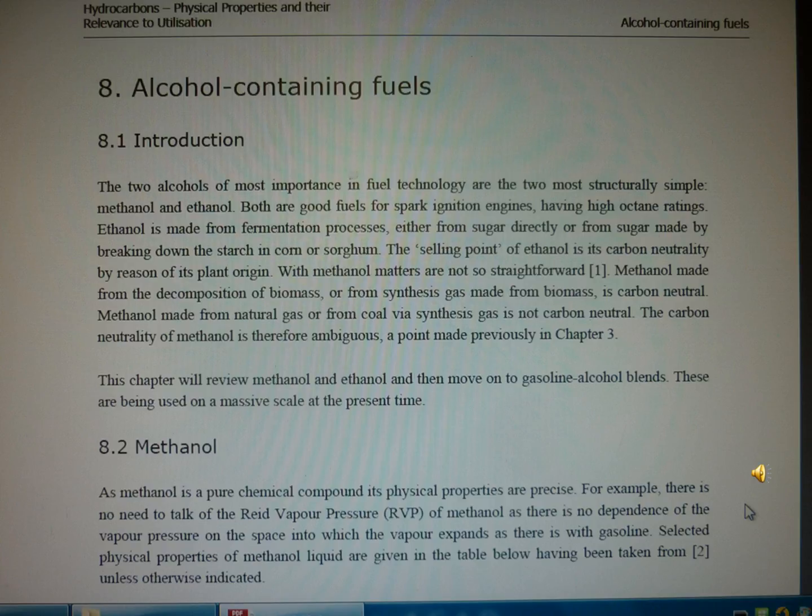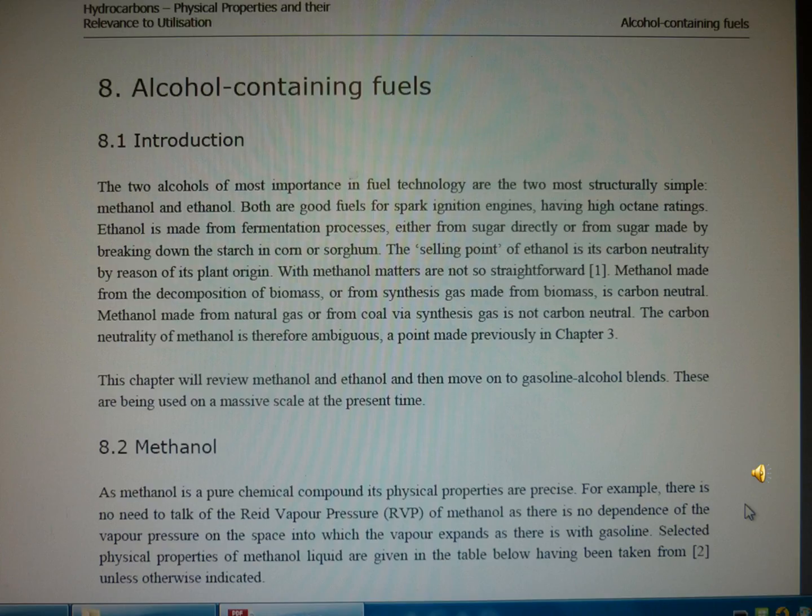With methanol, methods are not so straightforward. Methanol made from the decomposition of biomass, or from synthesis gas made from biomass, is carbon neutral. Methanol made from natural gas or from coal-fired synthesis gas is not carbon neutral. Methanol is a pure chemical compound.